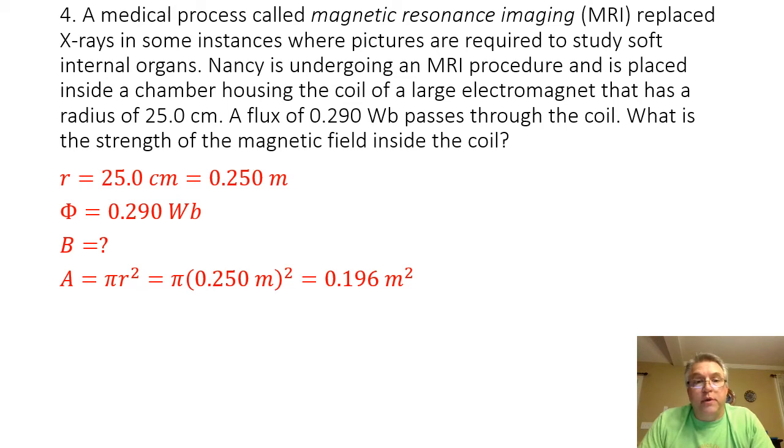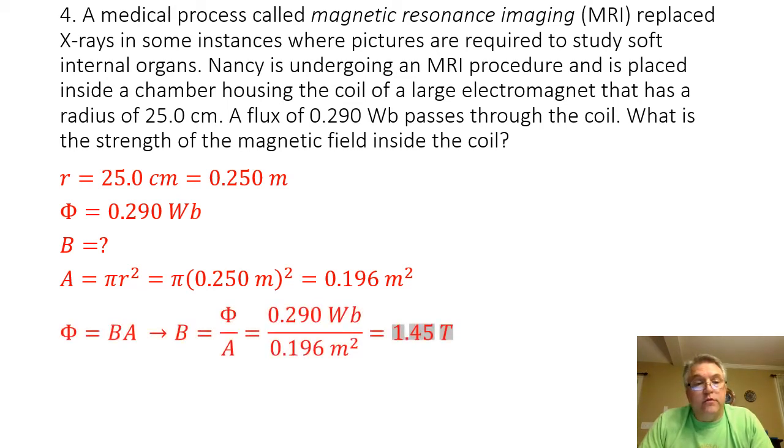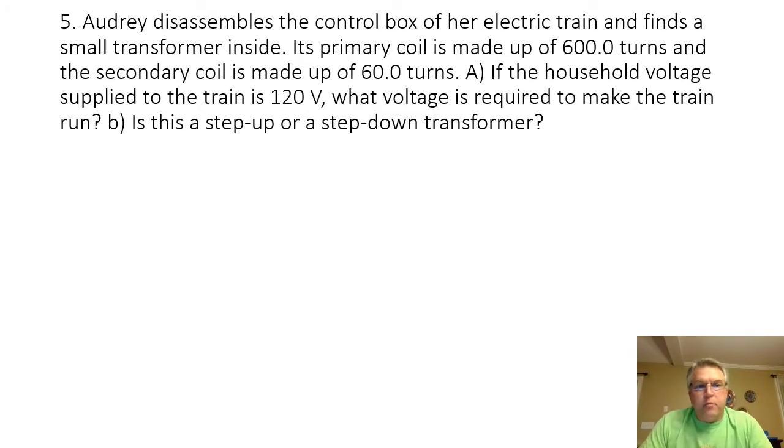0.196 square meters. Now I know the magnetic flux is equal to the magnetic field times the area. So if I want to solve this for the magnetic field, I'm going to have B equals phi divided by A. I plug my known values into that equation, and I'm going to have a magnetic field of 1.45 Tesla.